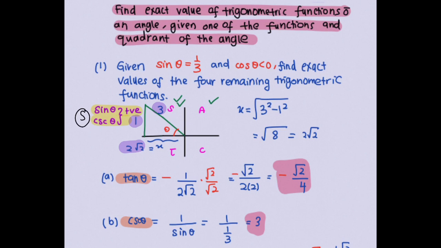Tangent theta. So tangent theta is opposite over adjacent, so 1 over 2√2. Don't forget to put the negative sign here because only sine and cosecant is positive. So now let's simplify. Multiply with √2 to rationalize our denominator. So it is minus √2 over 2 times 2. So our final answer is minus √2 over 4. Let's see the next one, cosecant theta. So cosecant theta is 1 over sine. Let's find sine here. Okay, we can also get from the question, it is 1 over 3. So just solve this, this is equal to 3.